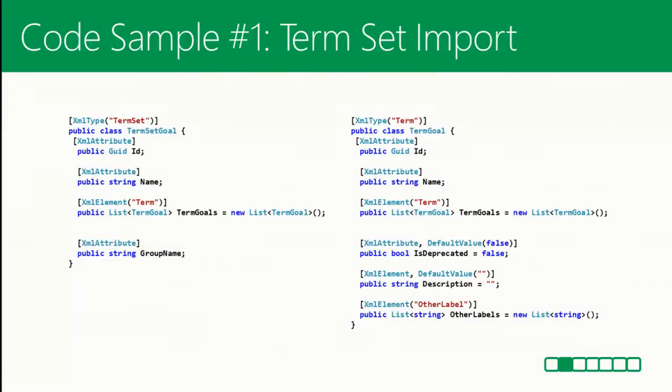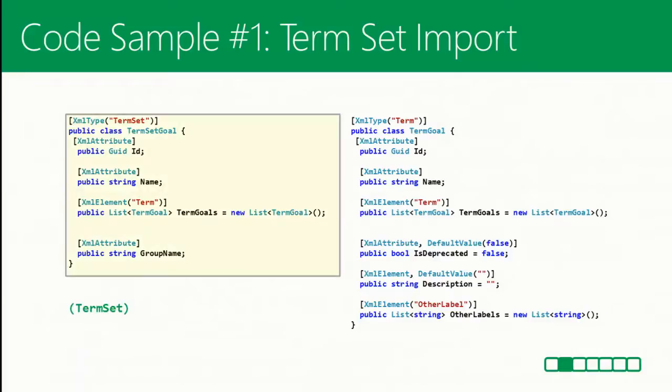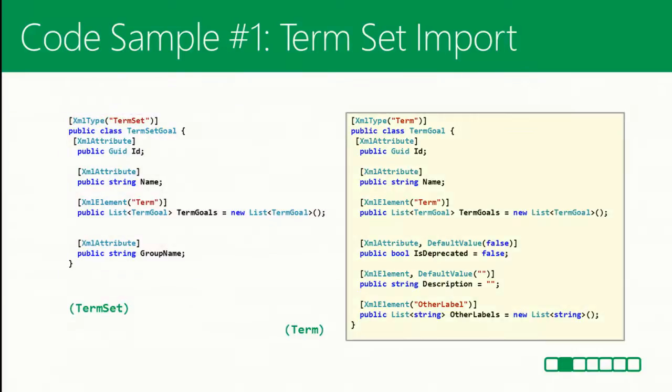So I import it using the XML serializer. I've defined C# classes that have the word goal in them. So it's the goal of what we want to be in the taxonomy, so I don't confuse my class names with the taxonomy OM. I have a term set goal on the left, and then a term goal on the right. And they have an ID, a name, and then a list of child objects, and then some extra data like being deprecated or the description or the labels.